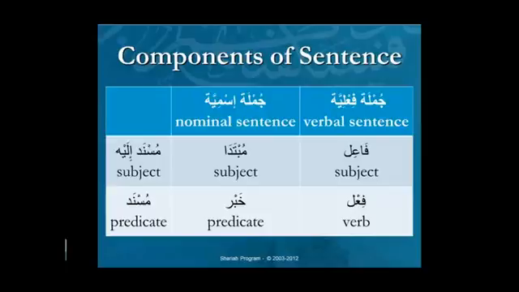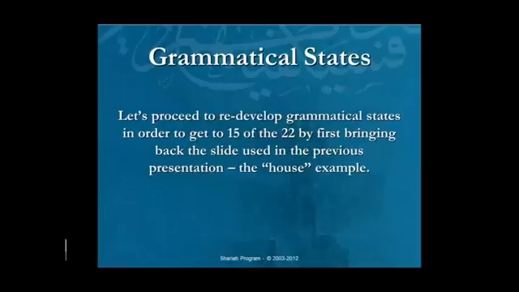So let's continue. Let's move forward. We're not going to speak about the lack of "is" issue. We're going to continue with the grammatical states. In the previous presentation, I gave you the house example, and I showed you how rafa means subject. Rafa is an example of he, him, and his: rafa means he, nasab means him, and jar means his. I'm going to bring that slide back for you, inshallah, right now.